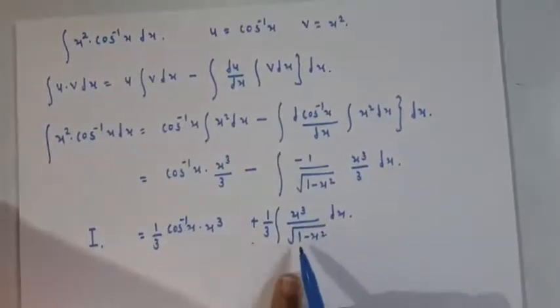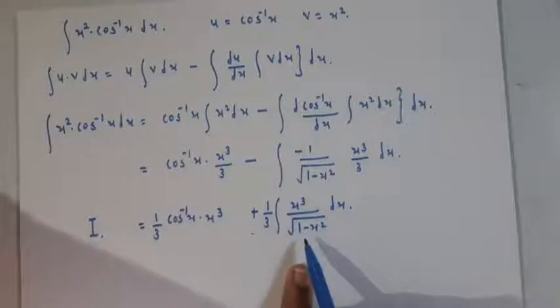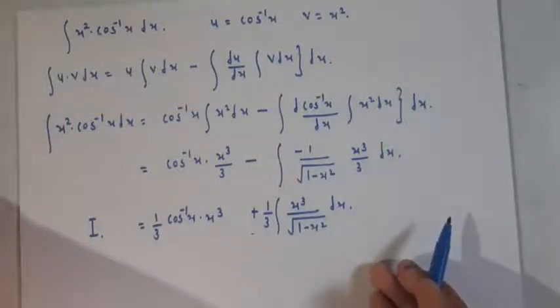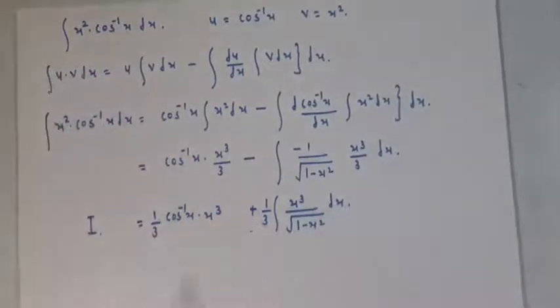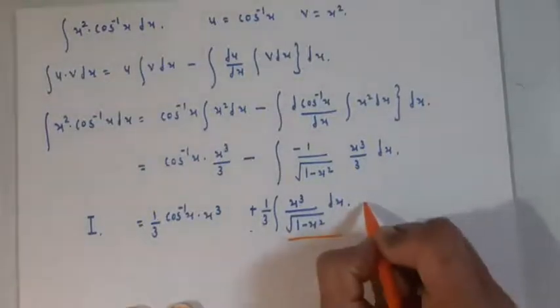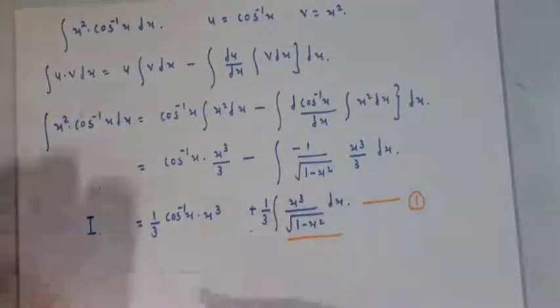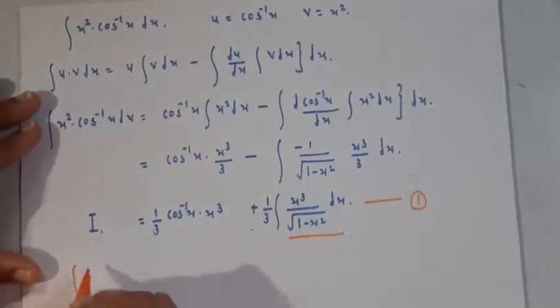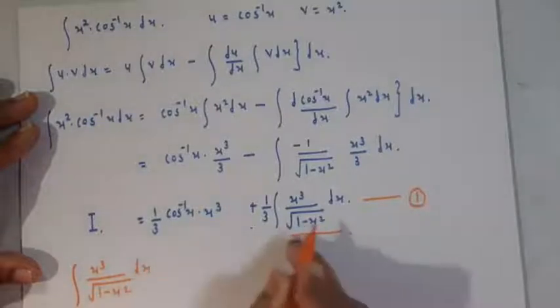Now we have to solve this integrand, that is x raised to 3 upon square root of 1 minus x square. Okay students, so let us solve this integration. Suppose this is 1, and put the value of this integration. Now solve the integration separately, that is integration of x raised to 3 upon square root of 1 minus x square. We will solve and put here the value.